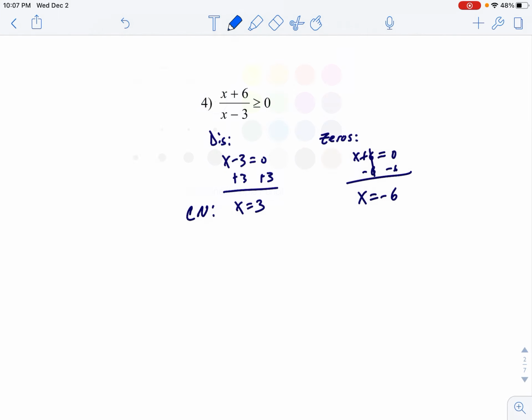Let's make a number line diagram out of that. +3, -6. So -6 is going to be here. And +3 is going to be here. Now, what about circles and dots and stuff? Well, the discontinuity is always a circle. Can never be a dot. However, this other one, because there is an equal sign in the original problem, that is going to be a dot.